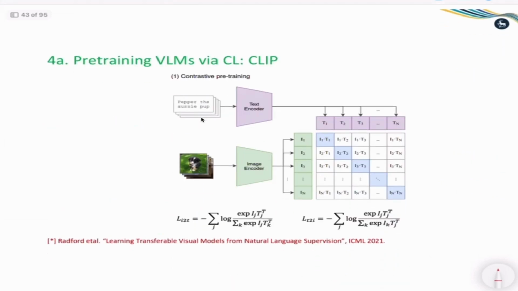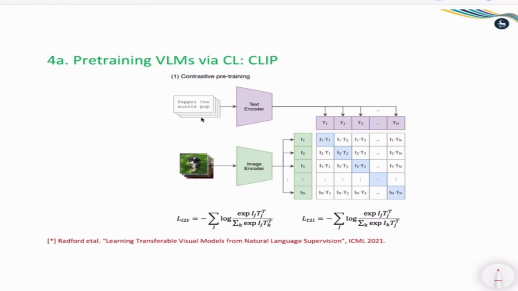CLIP is coming from OpenAI, ICML 2021. By that time, OpenAI actually started to be a closed AI, so they stopped sharing stuff. Before that, they were sharing everything, which was good. So let's look into this in detail. It's very simple and straightforward.